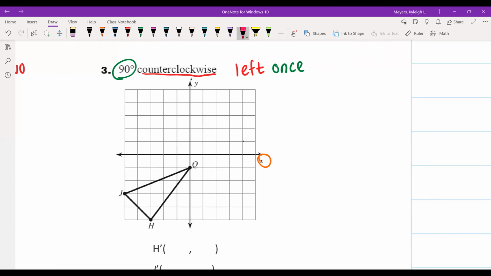Okay. From my origin, I moved Q left 1. I move J left 1, 2, 3, up 1, 2, 3, 4, 5. So I move J left 3, up 5.